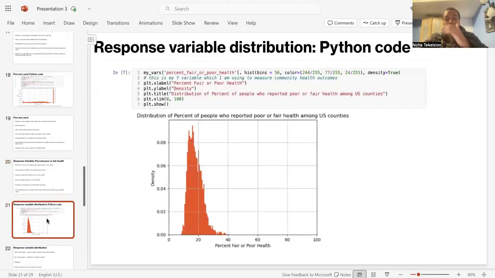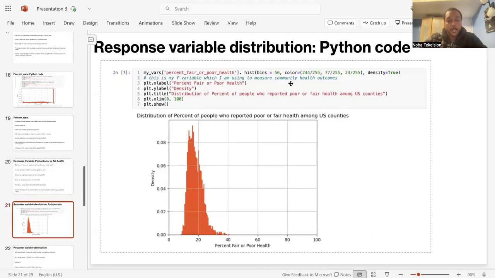So here we are. We have the histogram here. Bin count 56, a little less detailed than the first two explanatory variables. And well, it's actually very detailed because there are few missing values. People are self-reporting, so it's easier that way.